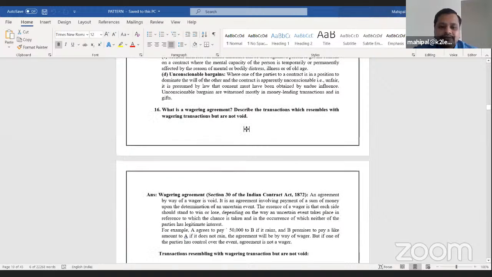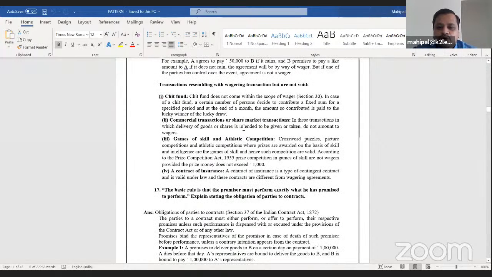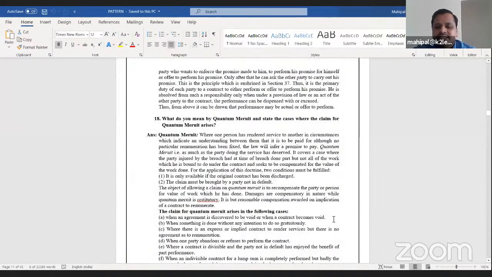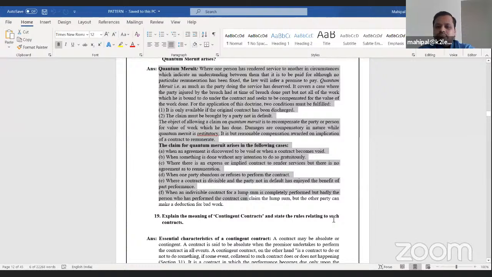Wagering agreement. Quantum meruit and claim for quantum meruit. Dear friends, please read this. When are the circumstances under which quantum meruit can be claimed?